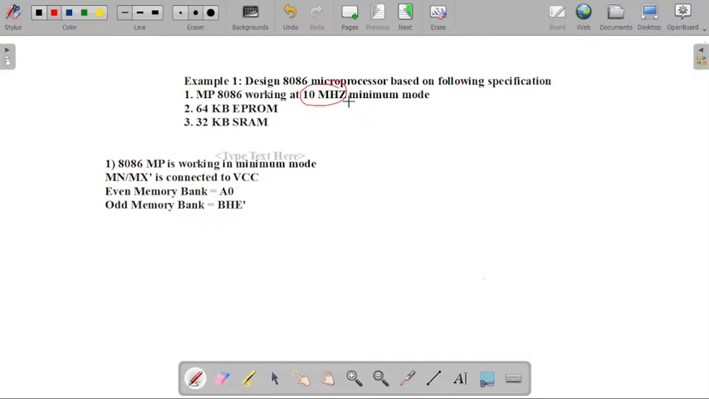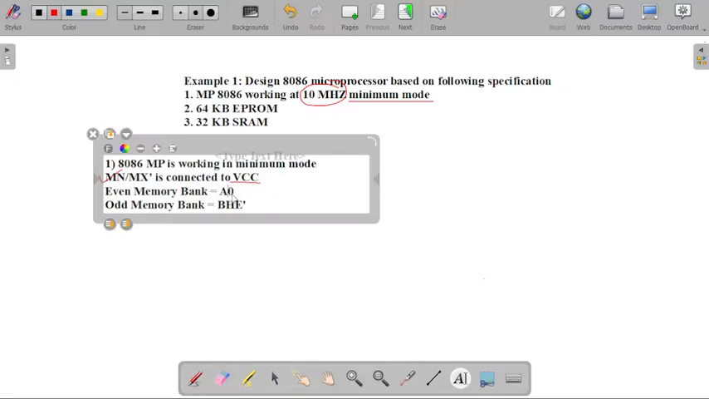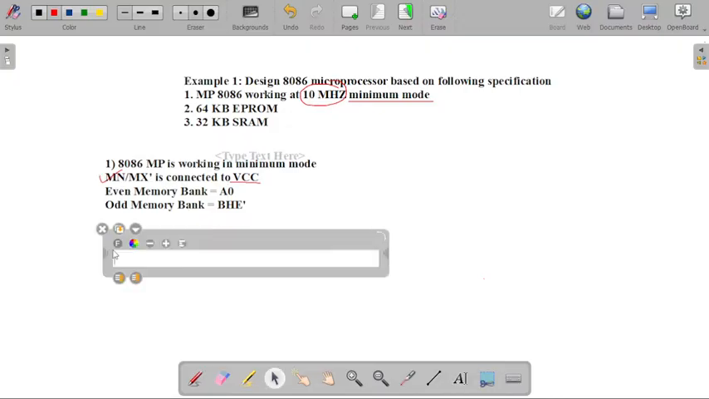In this example, the mode given is minimum mode. So whenever your processor is working at minimum mode, that time this pin will be connected to the VCC. And there are two types of bank available, that is the even memory bank and the odd memory bank. The even memory bank is connected to the A0 line of our address bus, and the odd memory bank is connected to the bus high enable signal. Now we will move to the second part of our data.